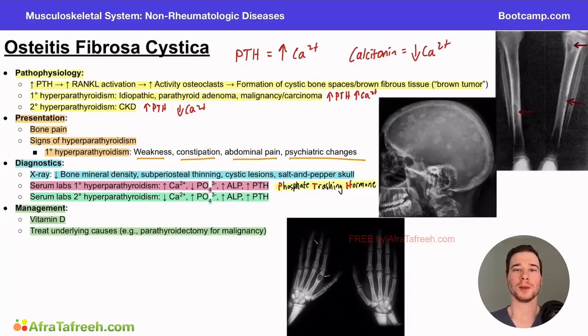You decide to get some serum labs, and the labs come back with an elevated PTH, an elevated calcium level, and a creatinine of 1.1. The question then asks you what's the most likely diagnosis, and for this patient, it would be primary hyperparathyroidism. The reason being because they have several symptoms. They have the bone pain, they have the constipation, and they have the psychiatric changes that have occurred over the last several weeks to months.